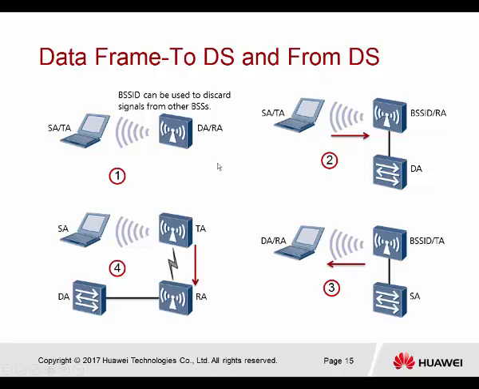So this is a figure showing what all the frames look like. Okay, the first process, the BSS ID can be used to discard signals from other BSS. Okay, the source address, and this is the destination address. Then the next one is this one. So my frame, I'm going to forward to another destination, another area. So this kind of frame, to DS will have 1 bit. From DS is 0.